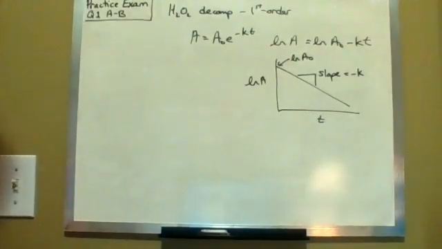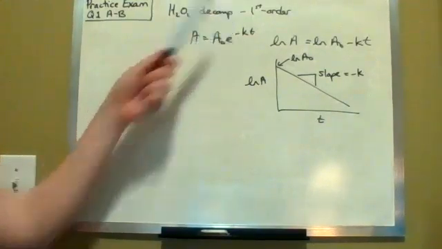Hello everyone, this is the practice exam that you were given. It's question 1, A and B. So you're first of all given a bunch of data for the decomposition of hydrogen peroxide. You have time and concentration data, and you're told that it's a first order reaction.